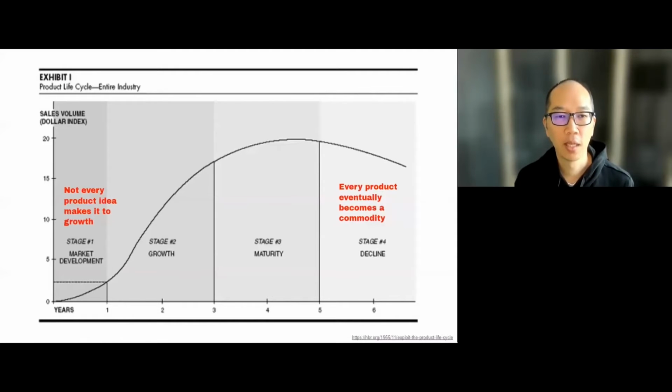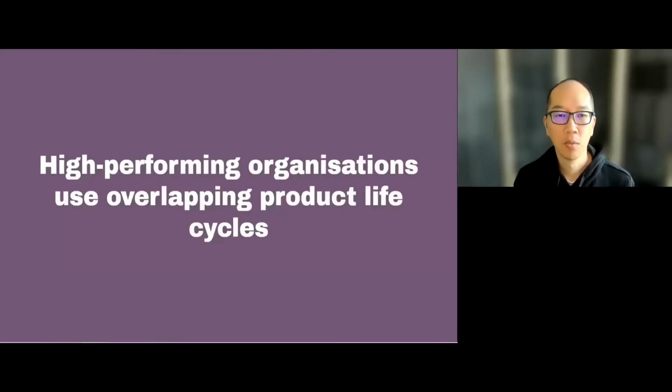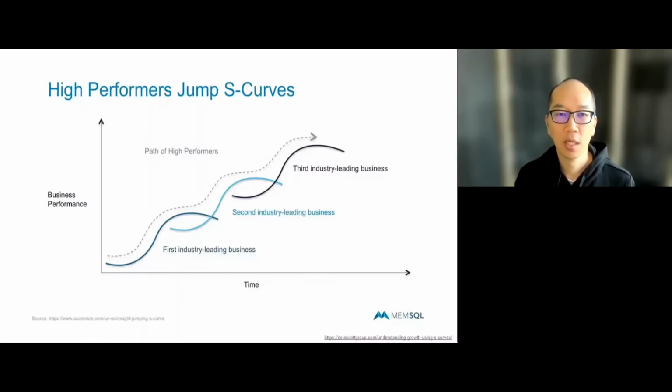Every product has some form of market development, growth, then maturity, and then decline. Every product will go through initial development. Not every product will survive initial development, so not every product makes it to growth, but every product will eventually become a commodity. With high-performing organizations, you typically see overlapping product life cycles. Here's a nice diagram of that.